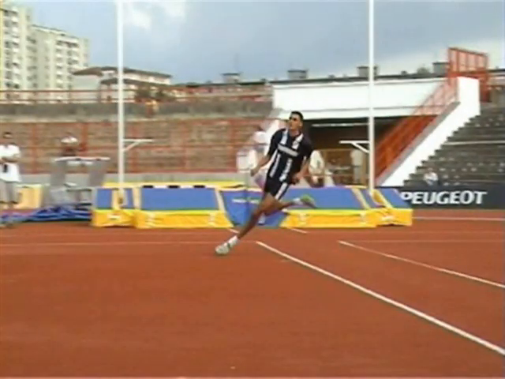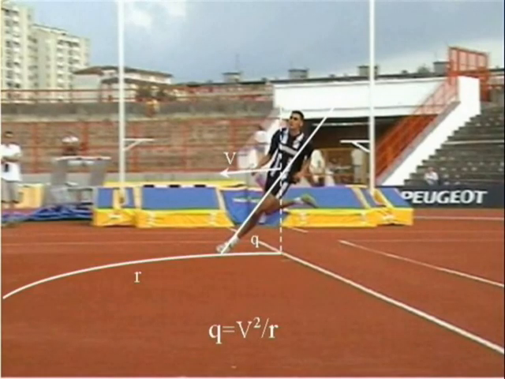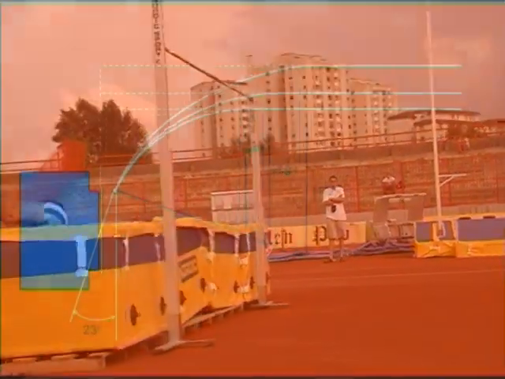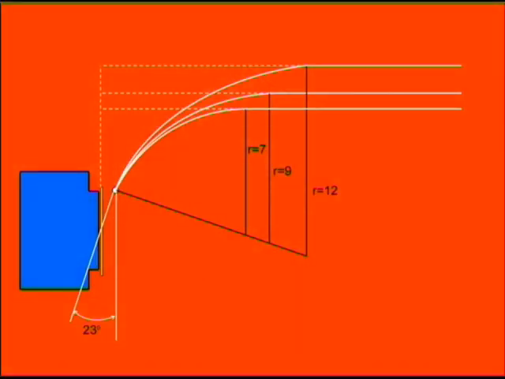This can be expressed by the formula Q equals V squared over R. The larger the value of Q, the greater the lean. This means that an increase in V while keeping the radius constant will increase Q and the athlete will lean more. An increase in R while keeping the running speed constant will decrease Q and the athlete will lean less.